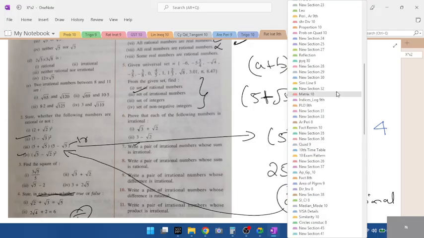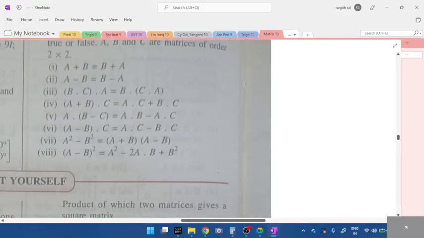Okay, we have one last topic left, students. The last concept in matrix. That is, you have to assume a value for matrix M.